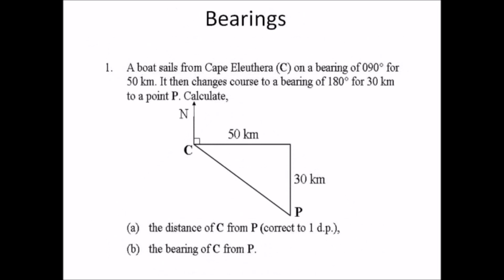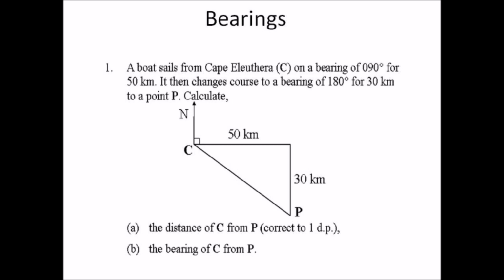A boat sails from Cape Eleuthera Sea on a bearing of 090 degrees for 50 kilometers. It then changes course to a bearing of 180 degrees for 30 kilometers to point P. Calculate A, the distance of C from P, correct to 1 decimal place, and B, the bearing of C from P.